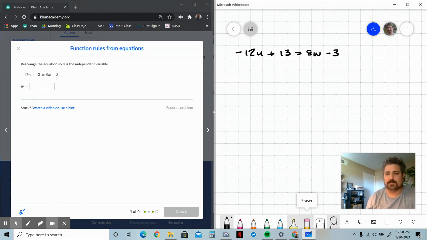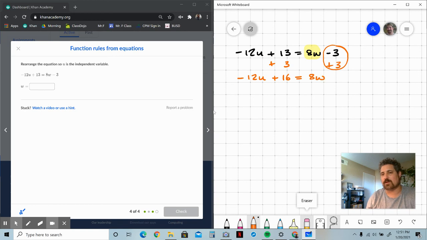So if you're trying to solve for w, you're trying to get this 8w by itself first. How do you get rid of minus 3? You add 3 to both sides. You can see that this is a zero pair. It goes away. You get negative 12u plus 13 plus 3, which is 16, is equal to 8w. You don't want the value of 8w. You want the value of 1w. So you divide both sides of your equation by the coefficient of w, which is 8.